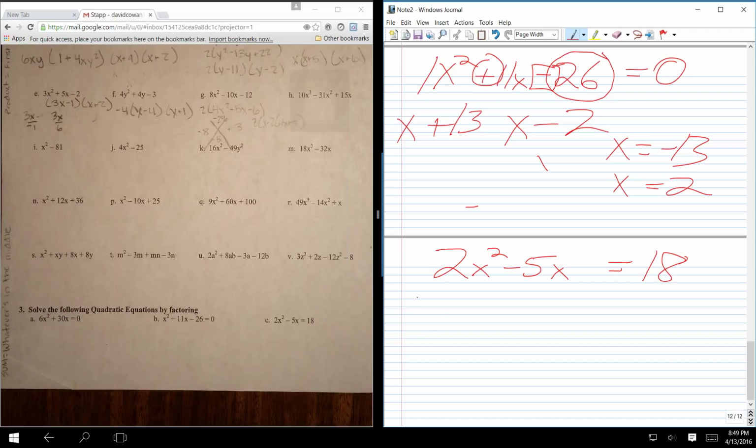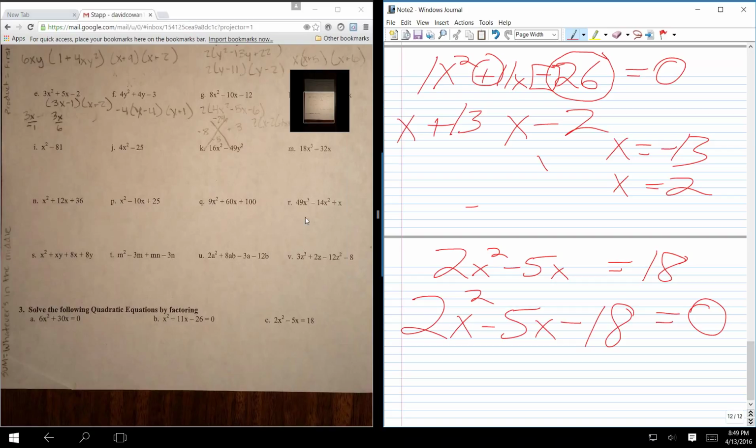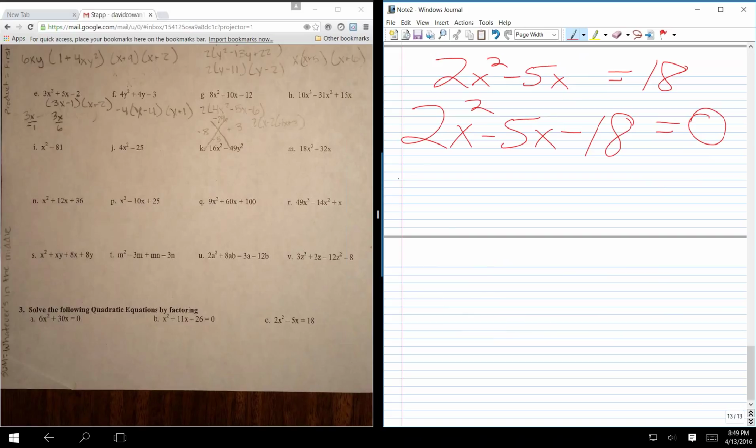So how can I do that? So we could do 2x squared, subtract 18. You got it. Is equal to 0. Now I got it equal to 0. Now it's just like any of these other problems. The only difference is this is a harder problem. And the reason it's harder is because of the fact it's 2x.